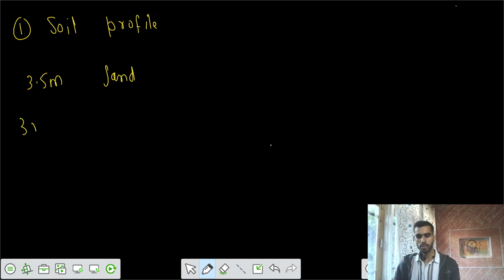Let's go for the problems for effective stress calculations and the effect of capillarity. Let's go for number one. So we are given a soil profile. There's a 3.5 meter layer of sand. After that, there is a 3 meter layer of clay, and after that, we have a 3.5 meter layer of gravel.